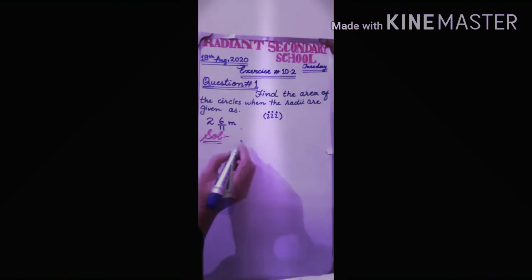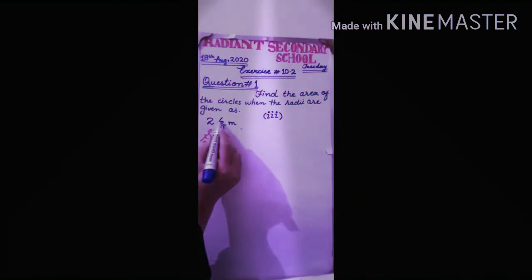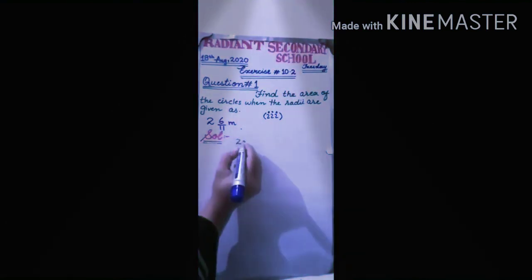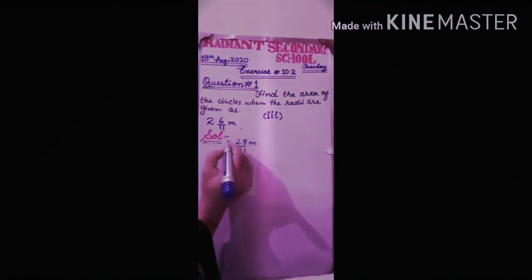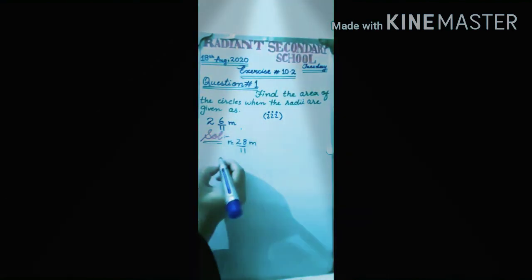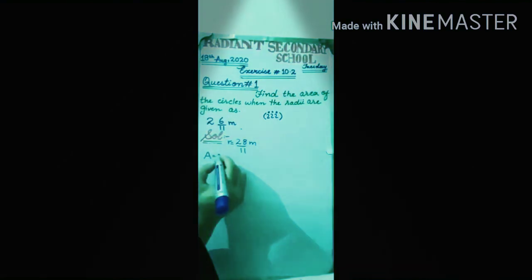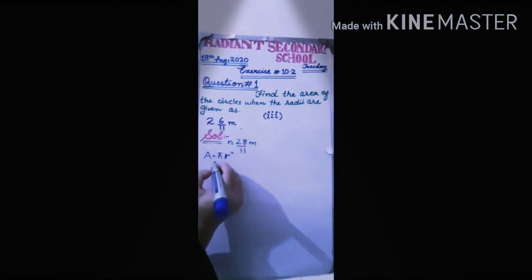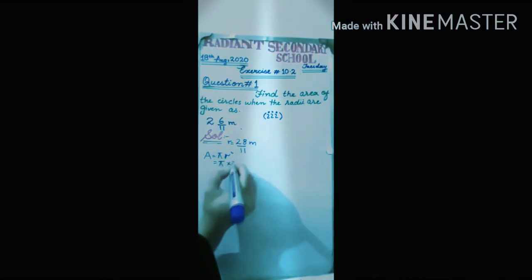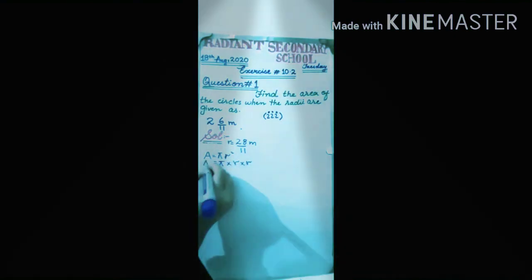So make it proper first. 11 2s are 22, and when we add 22 with 6, it will become 28/11 meter. Okay, that is our given radius. Now with the help of this radius we have to find the area of a circle. Write the formula. Area of a circle is pi r square. You can write it like this: pi multiplied by r multiplied by r, because square is there, you can write r two times.